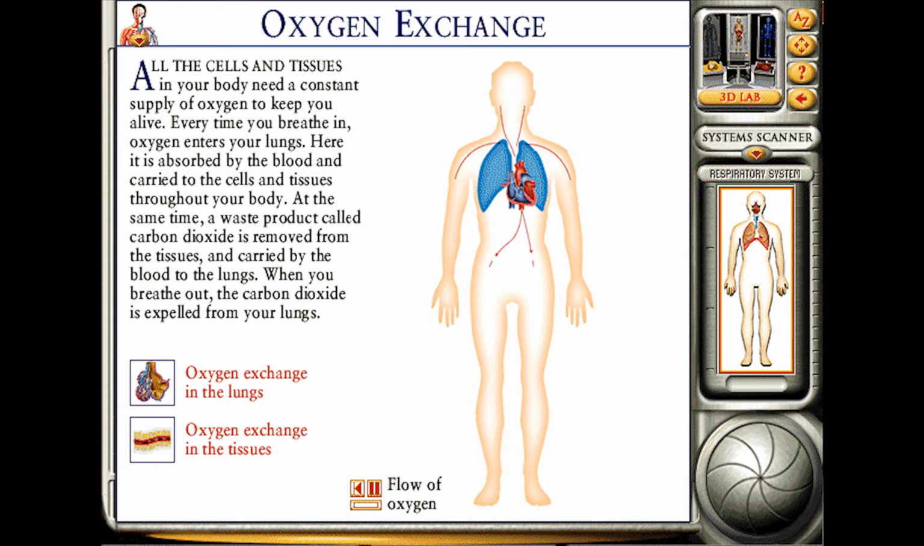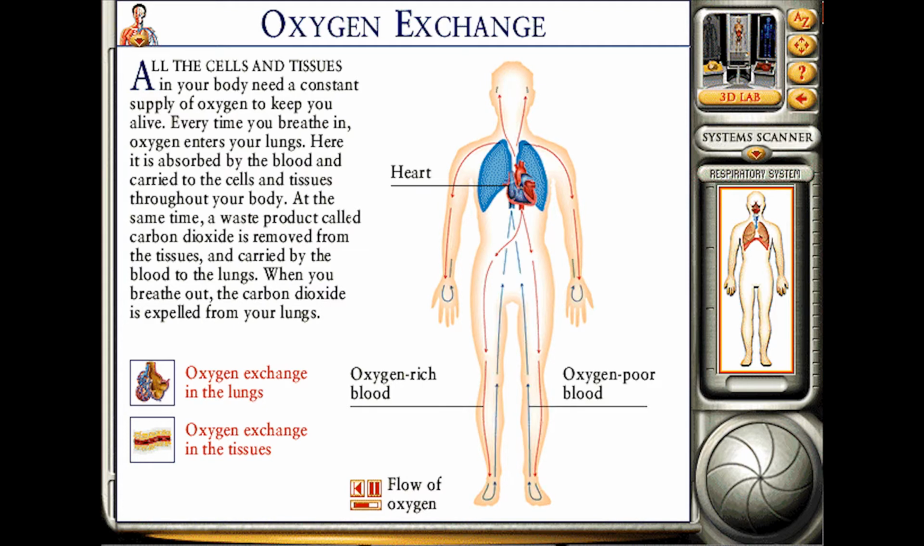Your body is continually absorbing oxygen for energy release and expelling waste carbon dioxide. Your heart pumps oxygen-rich blood around your body, which absorbs the oxygen and exchanges it for waste carbon dioxide. The oxygen-poor blood is then pumped back to your heart and into your lungs, where the carbon dioxide is expelled and fresh oxygen is absorbed as you breathe.